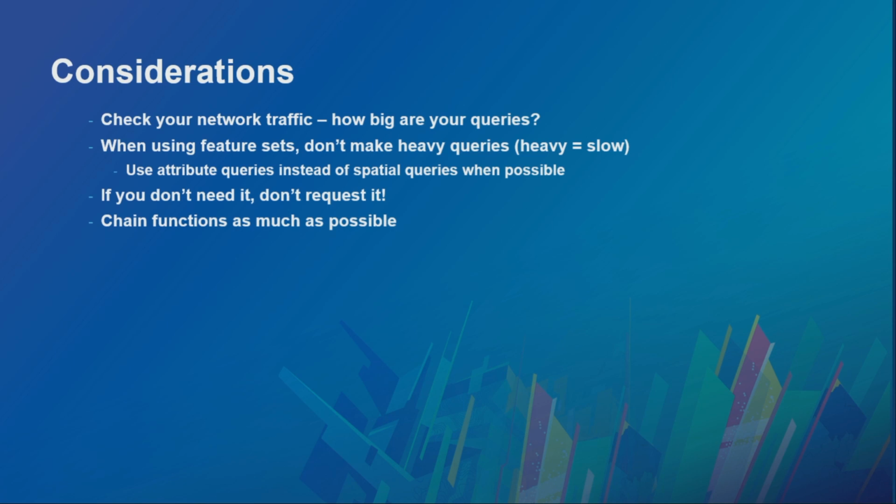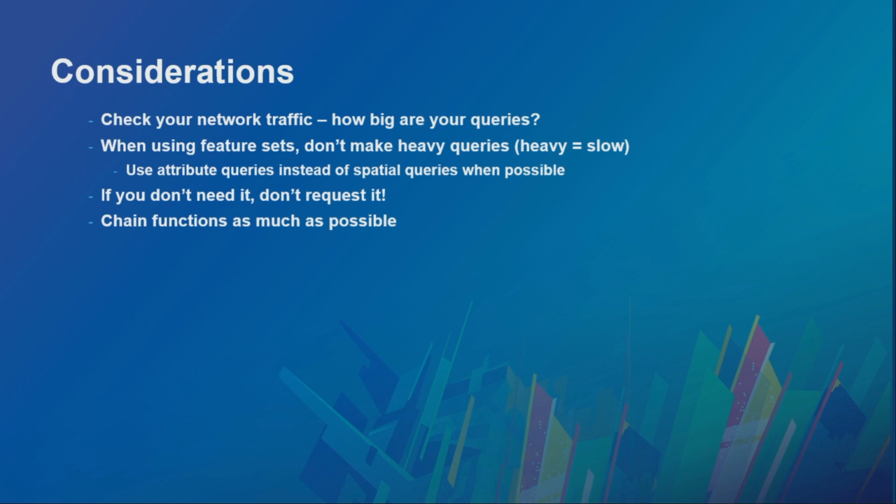Like Lisa said earlier, whenever you can, filter your data first. There is no point looping through 5,000 features when you only need to loop through 10 to get your answer. So attribute queries will always be faster than the spatial queries. So when you can use that filter function to send that query in advance, do it.